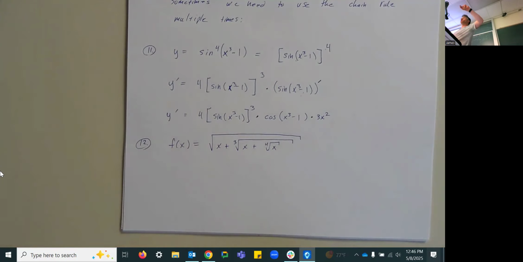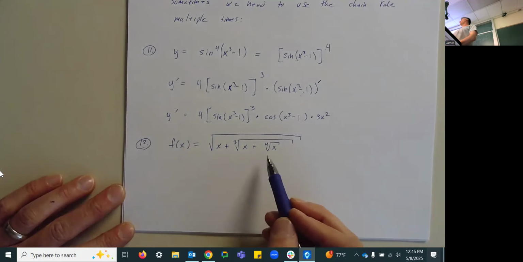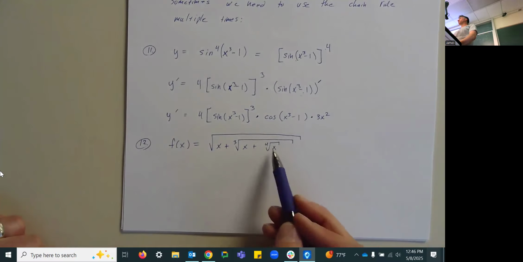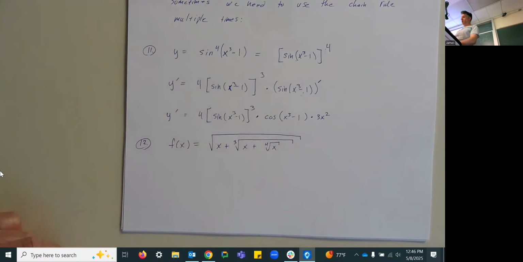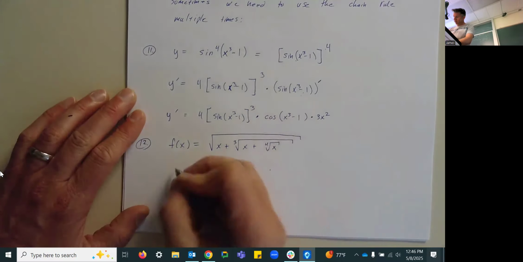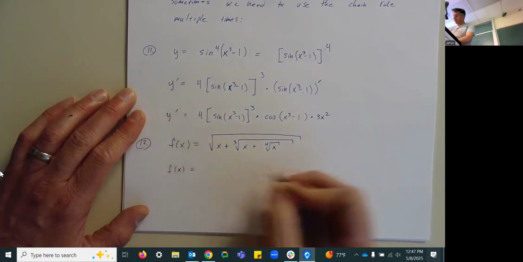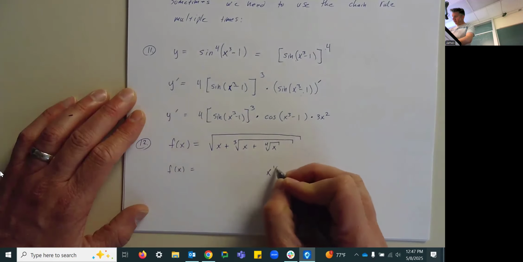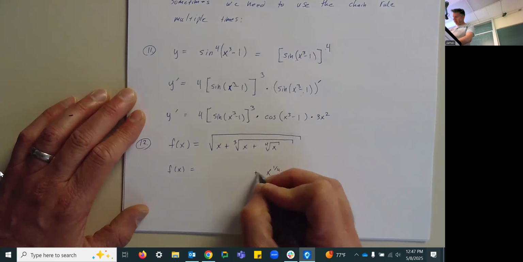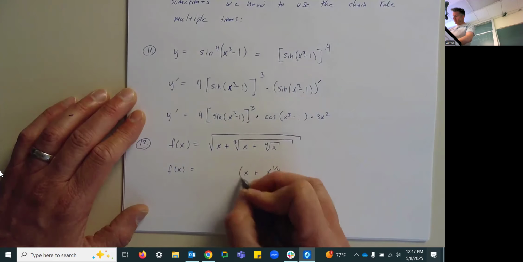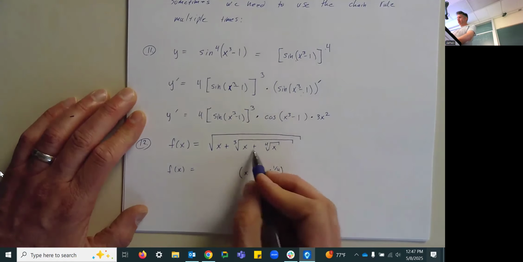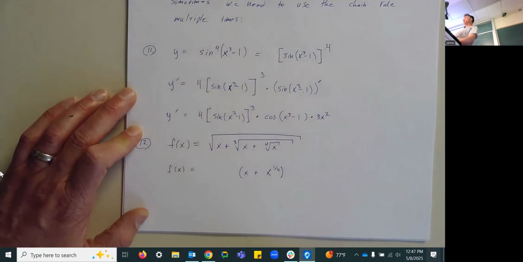So the first thing I should do is rewrite it using fractional powers instead of radicals. This fourth root of x is going to be x to the 1/4 power. I'm going to rewrite it from the inside out. So I have x to the 1/4, and then have x added to it, and then all of that stuff, the x plus x to the 1/4, should be to what new power?